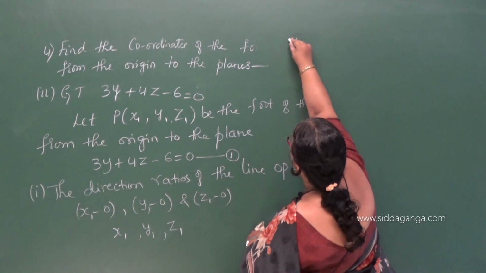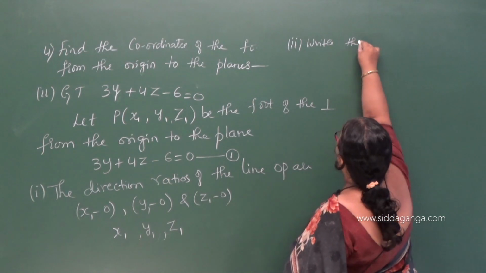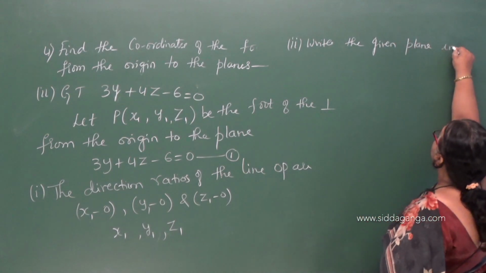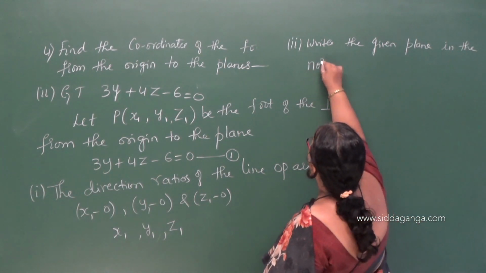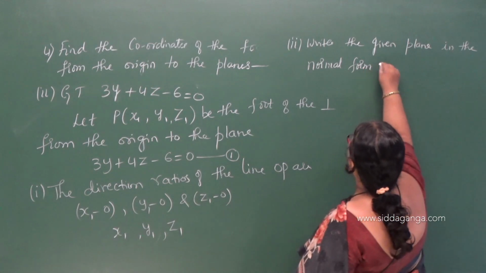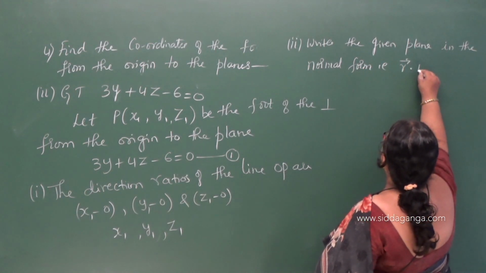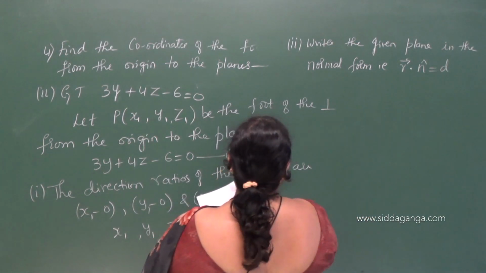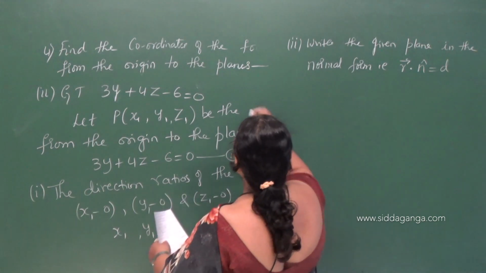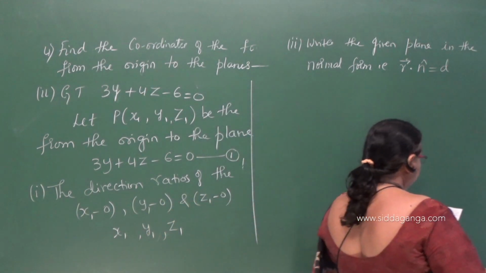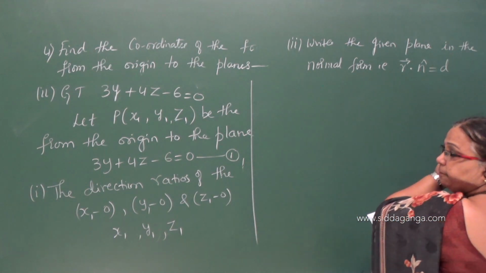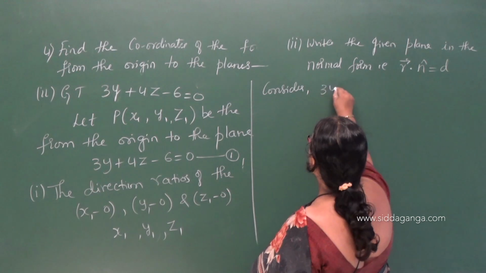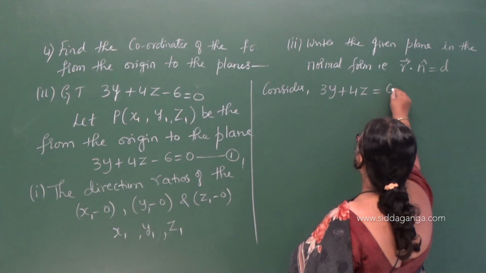In the second part, write the given plane in the normal form, that is vector r dot n cap equal to d. We have to write it in that form. Now see how to write it: r dot n cap equal to d. We consider 3y plus 4z equal to 6.